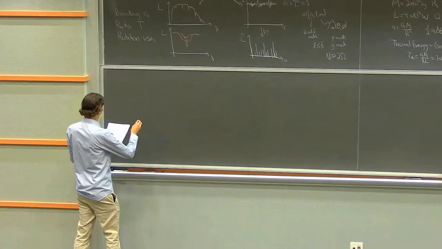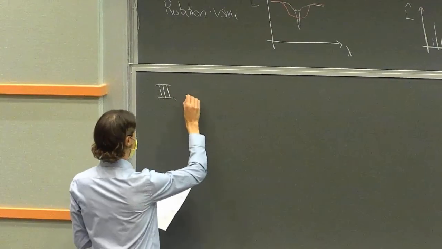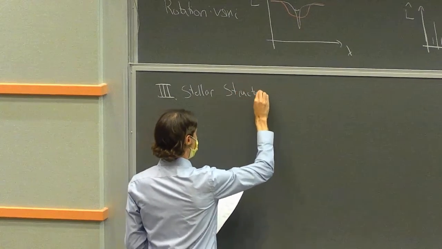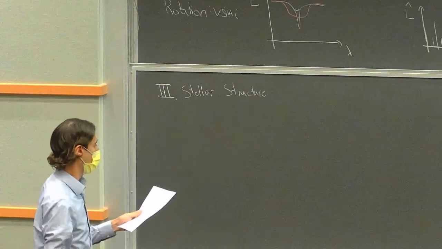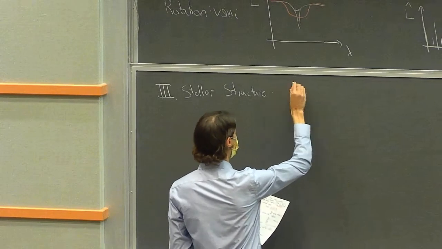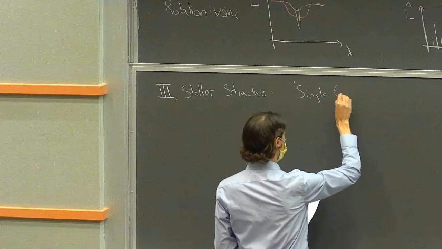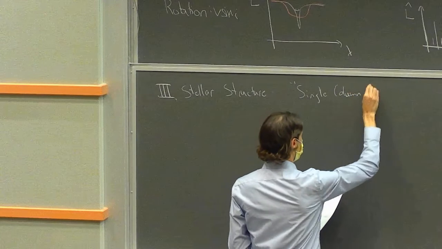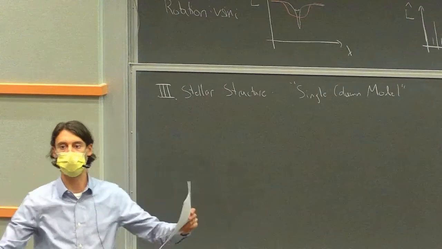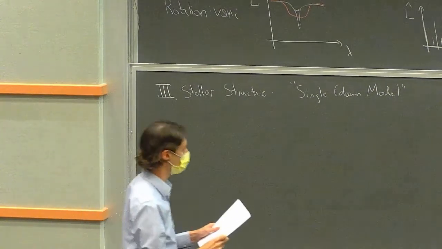Okay, so now next thing that I want to discuss is stellar structure. So on this long time scale, how can we describe stellar structure? And the way that people do this, you might call this like a single column model. So we're going to take the spherically symmetric structure and just look at how things depend on radius, just one-dimensional.